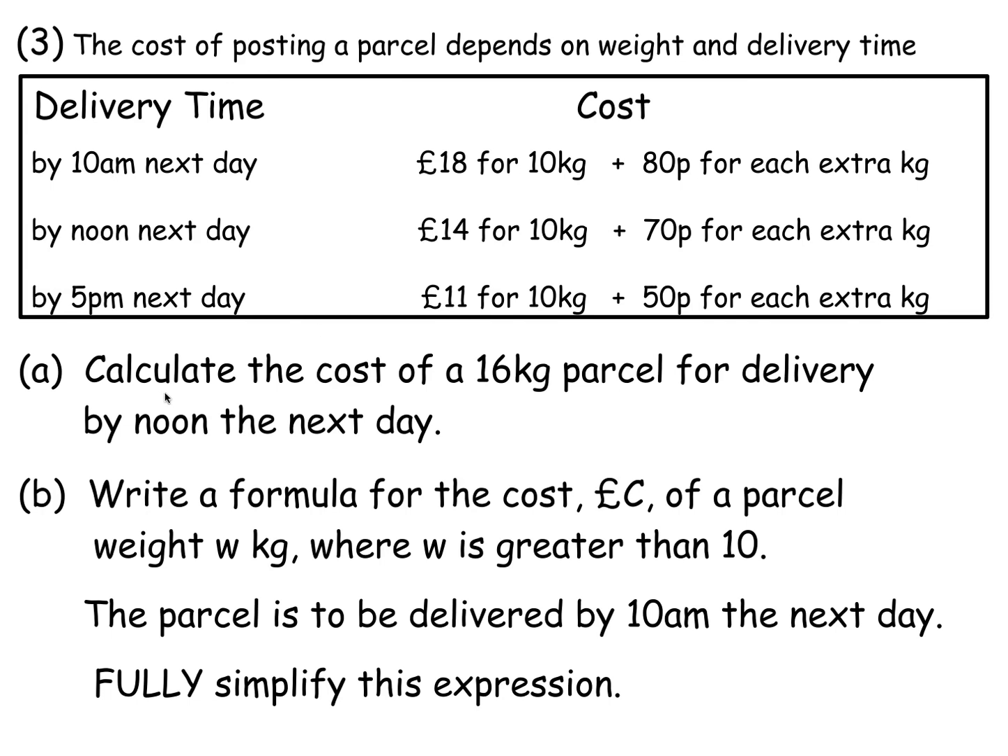So part A says calculate the cost of a 16 kilogram package. That's 6 kilograms overweight for delivery by noon the next day. That's noon, the middle line. And then when you've done the calculation of part A, it's to help you get part B where you substitute letters for the numbers. So here's part A.